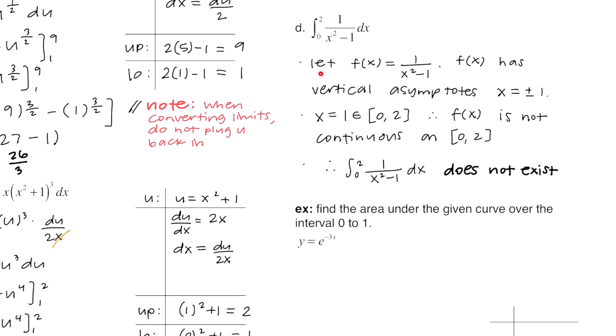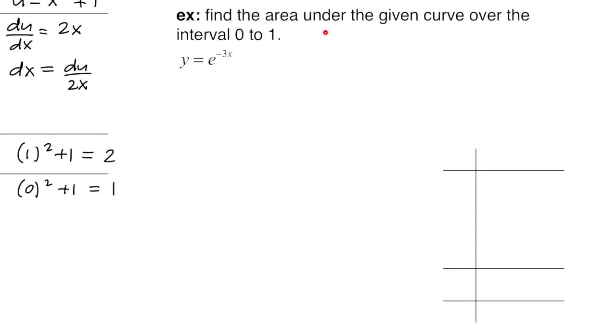Okay, so I wrote it out. Let f equal the function 1 over x squared minus 1. We know that f has vertical asymptotes at x equals plus or minus 1. x equals 1 is in the closed interval from 0 to 2. Therefore, f is not continuous on that closed interval. And therefore, we have that the integral from 0 to 2 of 1 over x squared minus 1 dx does not exist.